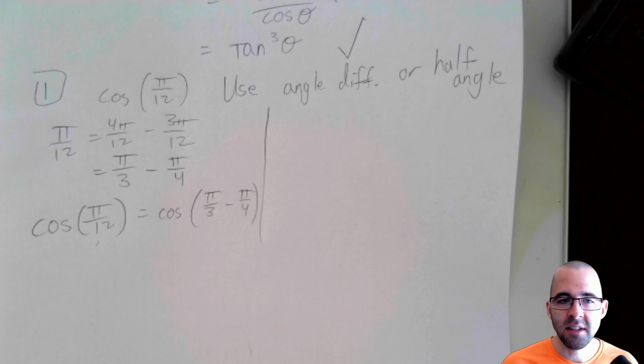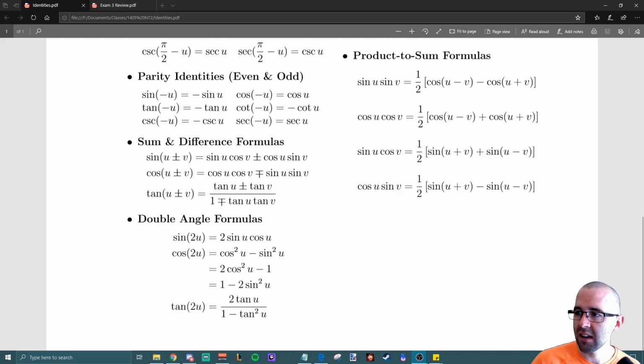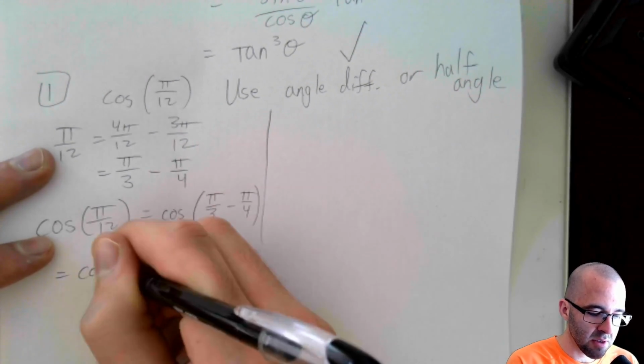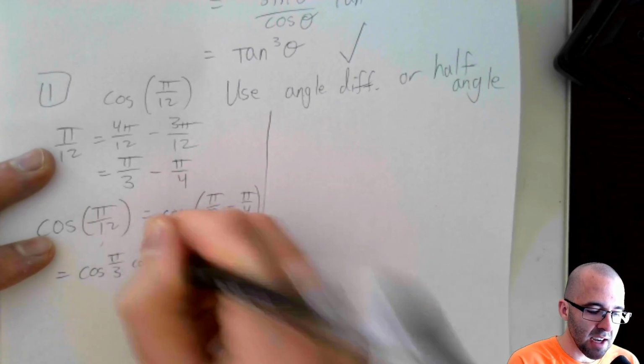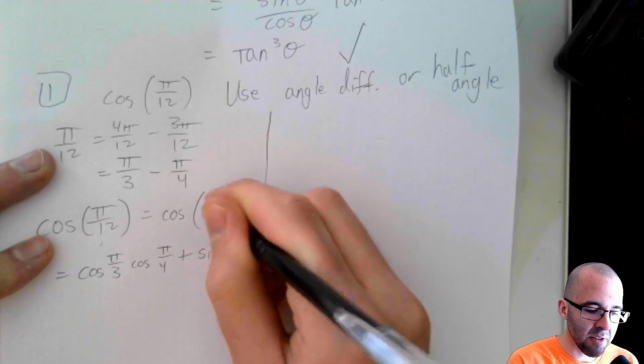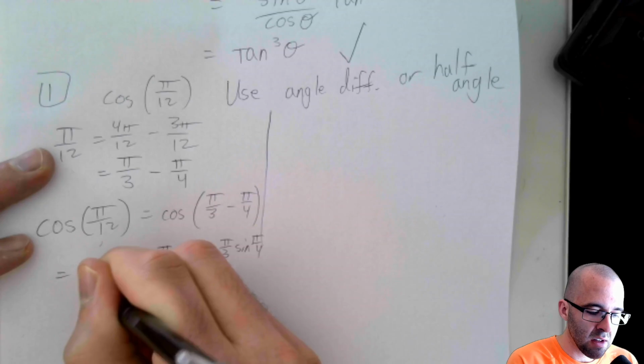And then we find our difference identity for cosine. Cosine of an angle minus another angle means we take whatever's on the bottom, since minus is on the bottom here, the cosine of the first times the cosine of the second, plus, again whatever's on the bottom, sine of the first, sine of the second. So this becomes cosine of the first, pi over 3, cosine of the second, pi over 4, plus sine of pi over 3, sine of pi over 4, and simplify.